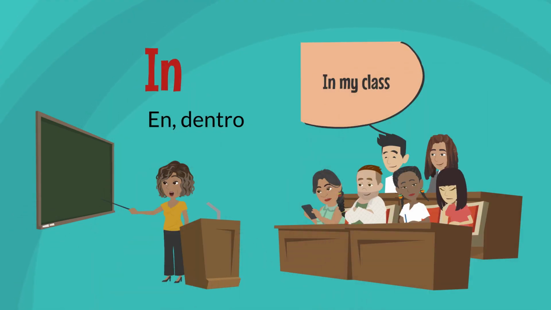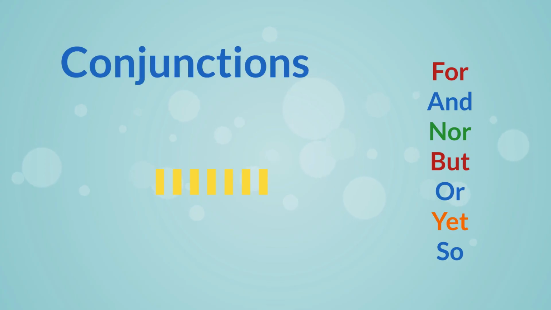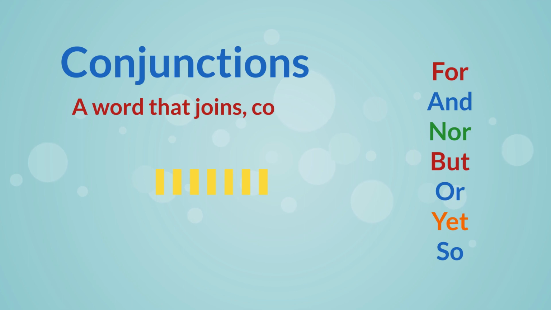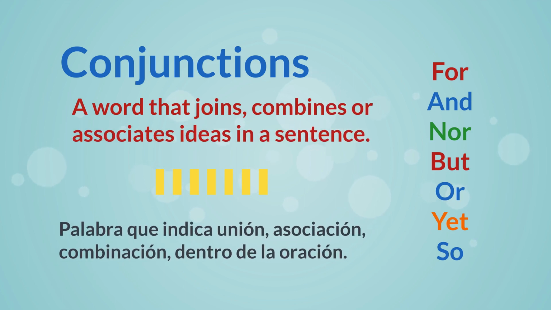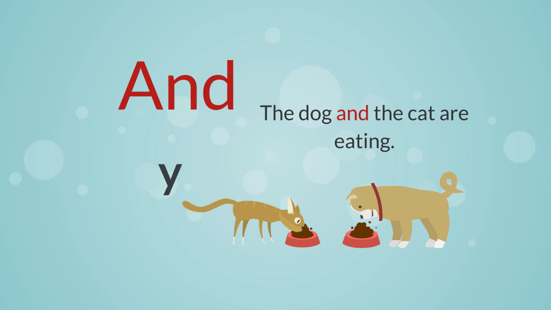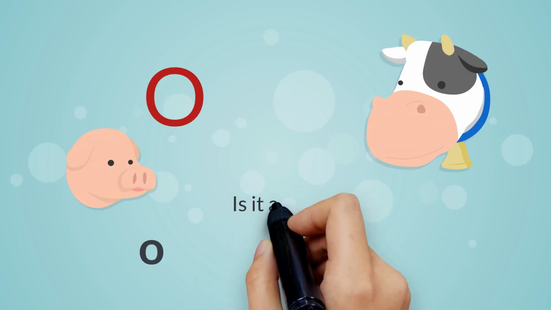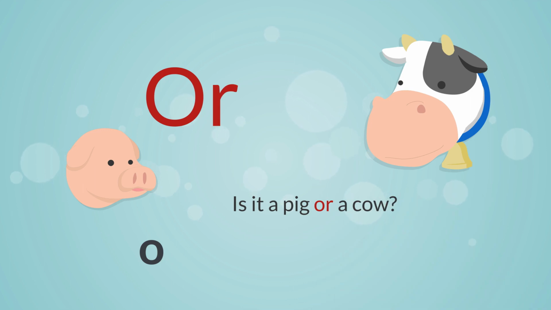In my class. A conjunction is a word that joins, combines, or associates ideas in a sentence. And the dog and the cat are eating. Or, is it a pig or a cow?